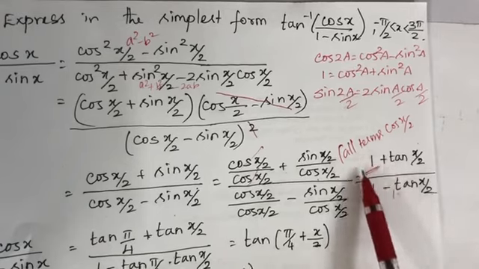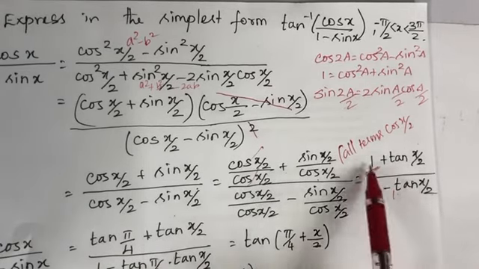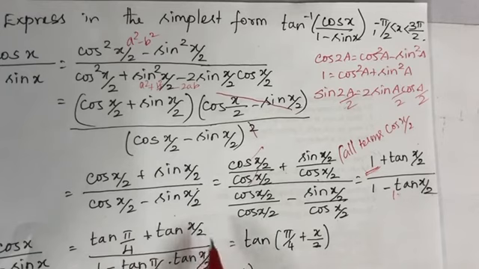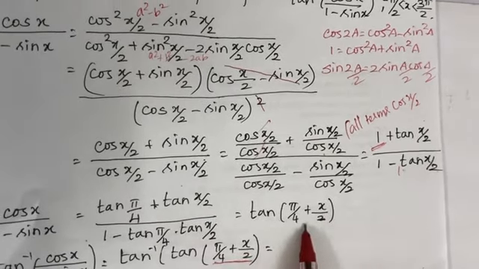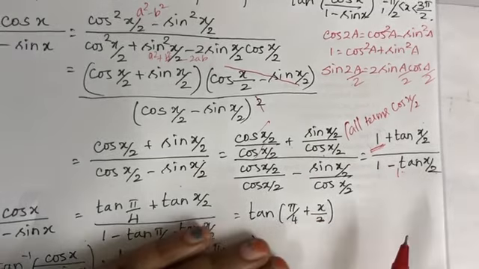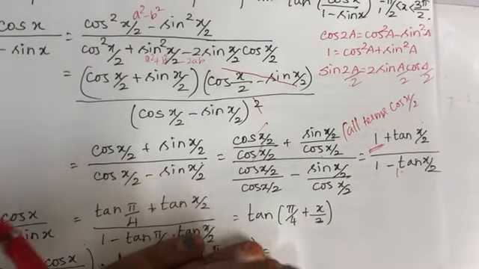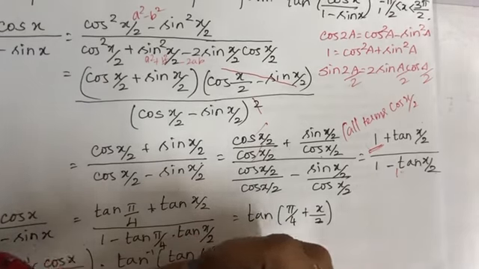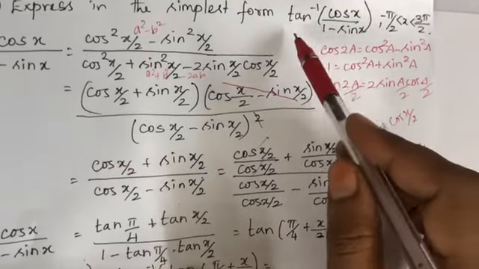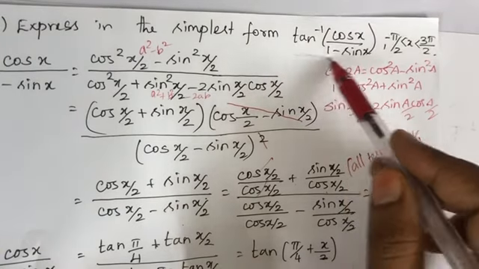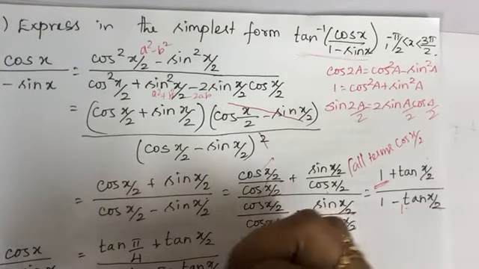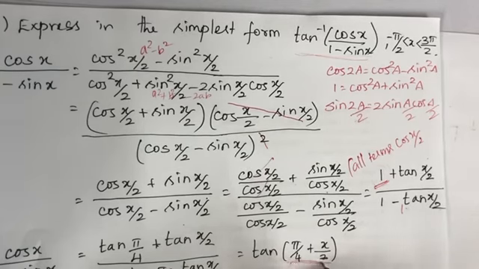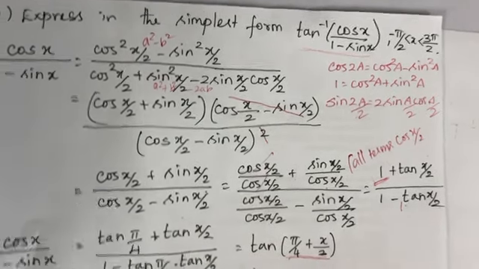Since 1 is tan pi by 4, I will exchange 1 as tan pi by 4 plus tan x by 2, over 1 minus tan pi by 4 into tan x by 2. So, it is in the form tan a plus b. So, I write it as tan pi by 4 plus x by 2. With this, if tan goes to this side, this will become tan inverse cos x by 1 minus sin x. That is the expression in our question. So, tan inverse cos x by 1 minus sin x is equal to pi by 4 plus x by 2. That's the simplest form.